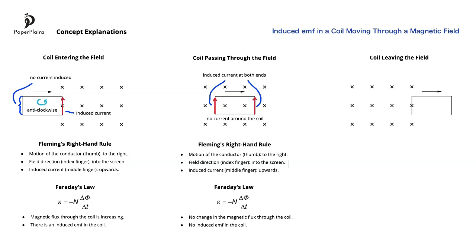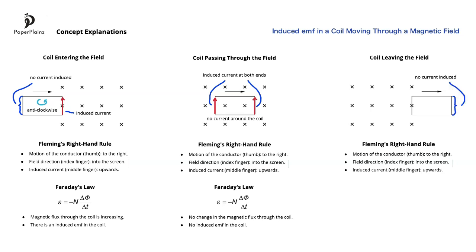Finally, let's see what happens as the coil is leaving the field. Once again, starting with Fleming's right-hand rule. As the coil is leaving the field, the right end of the coil has already left the field, so here no current is induced, while since the left end of the coil is still moving in the field, here we have an induced current upwards. Once again, there's no induced current in the horizontal sections, so as the coil is leaving the field, there will be a clockwise current in the coil.